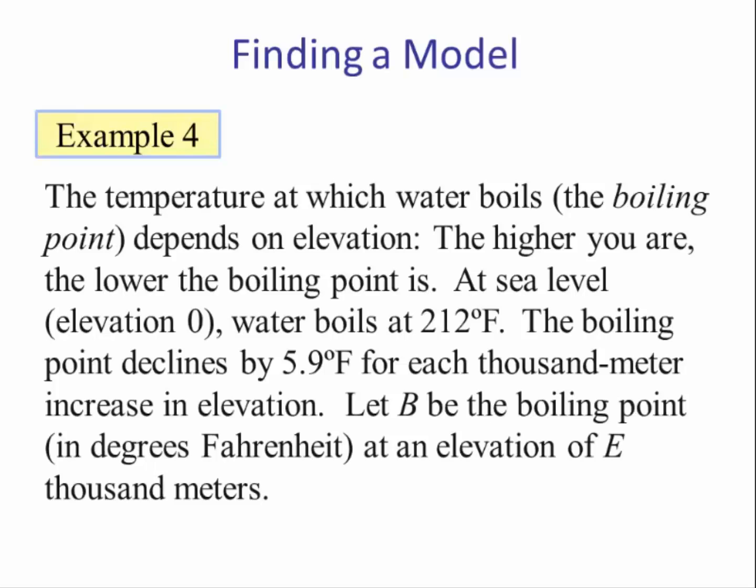The temperature at which water boils, the boiling point, depends upon elevation. The higher you are, the lower the boiling point is. At sea level, elevation 0, water boils at 212 degrees Fahrenheit. The boiling point declines by 5.9 degrees Fahrenheit for each 1,000 meter increase in elevation. Let B be the boiling point in degrees Fahrenheit at the elevation of E 1,000 meters.